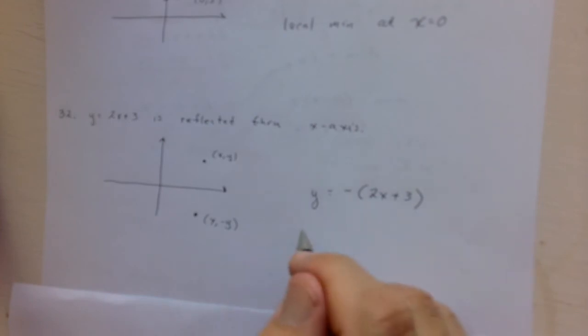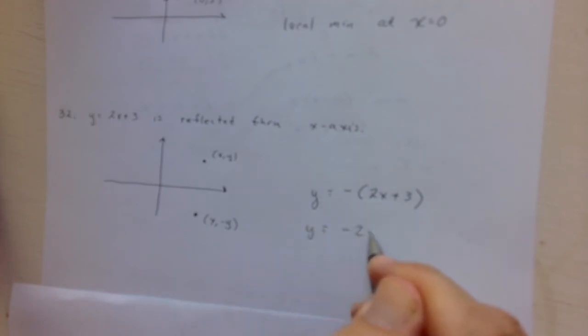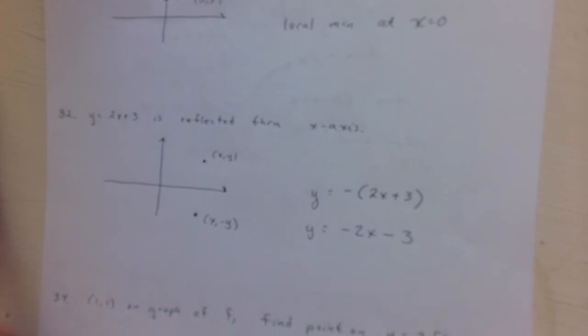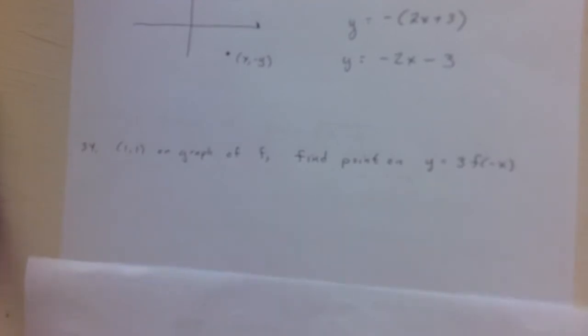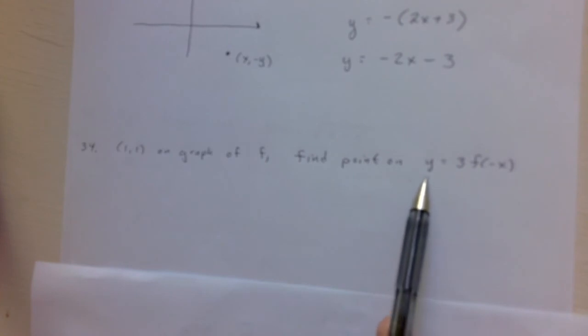And of course we can distribute the minus sign. So we get y equals minus 2x minus 3. So point 1, 1 is on the graph of f. We wanted to find a point on the graph of y equals 3 times f of minus x. Here we had to do our transformations.